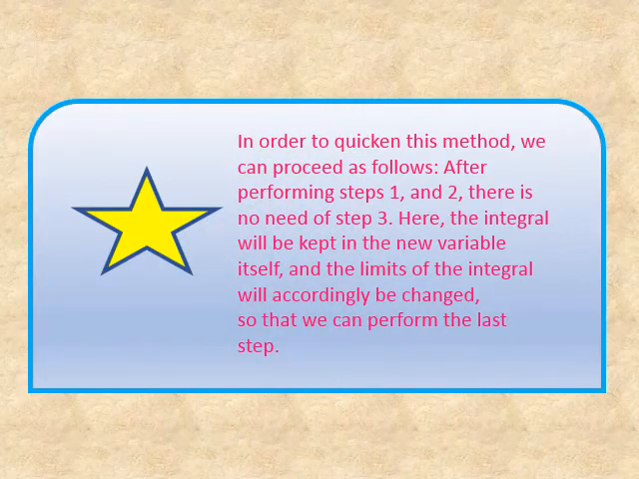Or for quick calculation we can proceed after performing step 1 and 2. I have explained the steps in the previous slide, that after performing step 1 and 2 we should skip to step 3 and change the integral in the new variable only, that is, in terms of t only, and we will change the limits of x into limits of t. I know it may sound very confusing, but when we perform this in sums it will become very easy to understand. Clear? So let's start with our exercise.